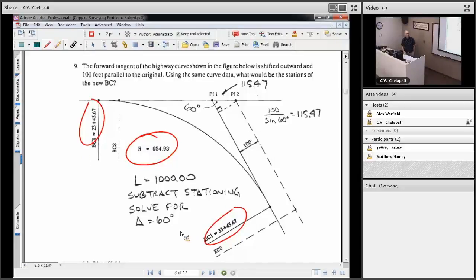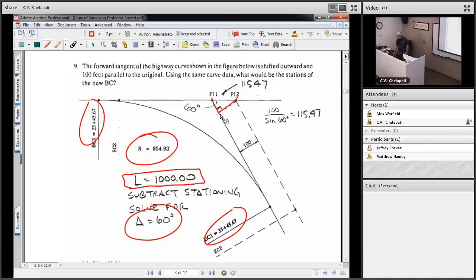We simply subtract those two. Remember that horizontal curves are stationed along the arc. And simply subtracting those two will give us the length. So when we do that, we come up with a nice even number. L is equal to 1,000. So now we have 2 parts for the horizontal curve. We then solve for the central angle, and that ends up being 60 degrees.